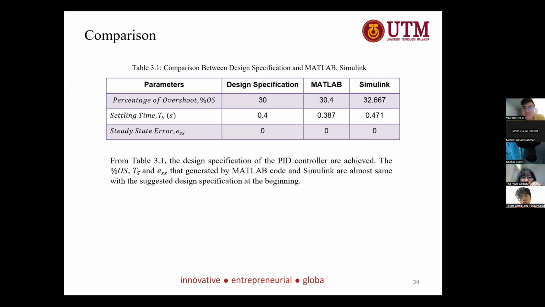Why is the value different between MATLAB and Simulink? I think the values are almost the same, right? Using MATLAB it is 0.387, and Simulink is 0.437. Maybe it is because the transfer function in MATLAB can detect more decimal places. For the transfer function in Simulink, we put fewer decimal places, and that's why there's a small difference. It's a precision issue.